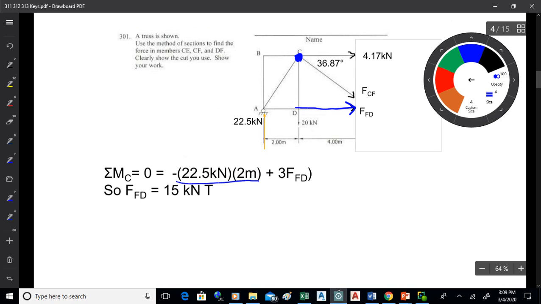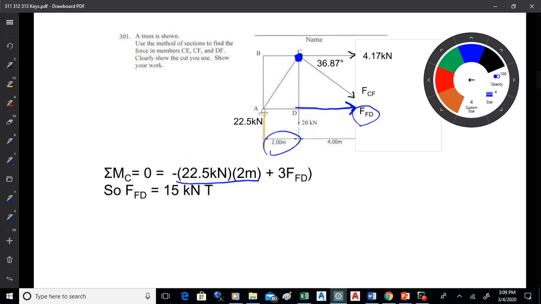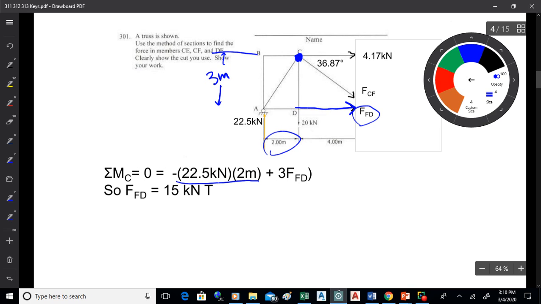25.5 times 2 meters clockwise, so that's minus, and then what? Sine of, what are we after here? I'm sorry, we're taking a moment about C, so we're going to take 3 times FFD, because this is 3 meters. That's how you'd solve for FFD. Are we all right with that step? Okay.